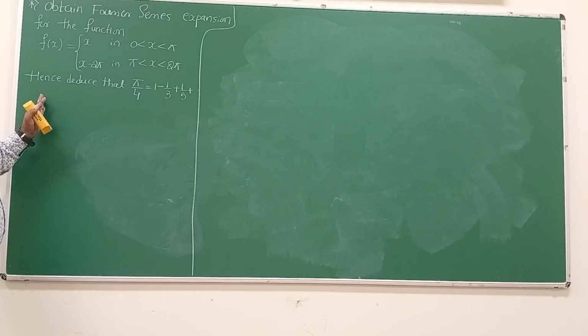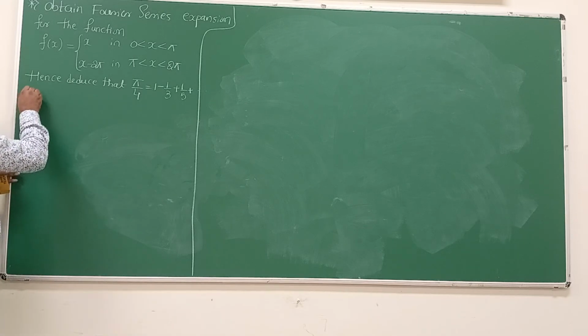Now, if we go with the general method, as I told, it becomes tedious. First, we will check whether it is even or odd. If it is neither even nor odd, then we have to go for the general method. If we know it is an even or odd function, then we go for the shortcut method.